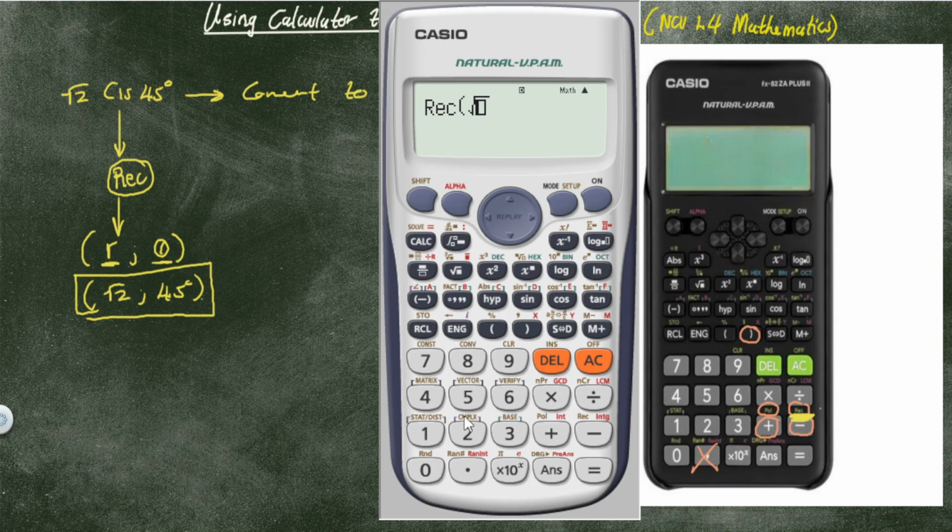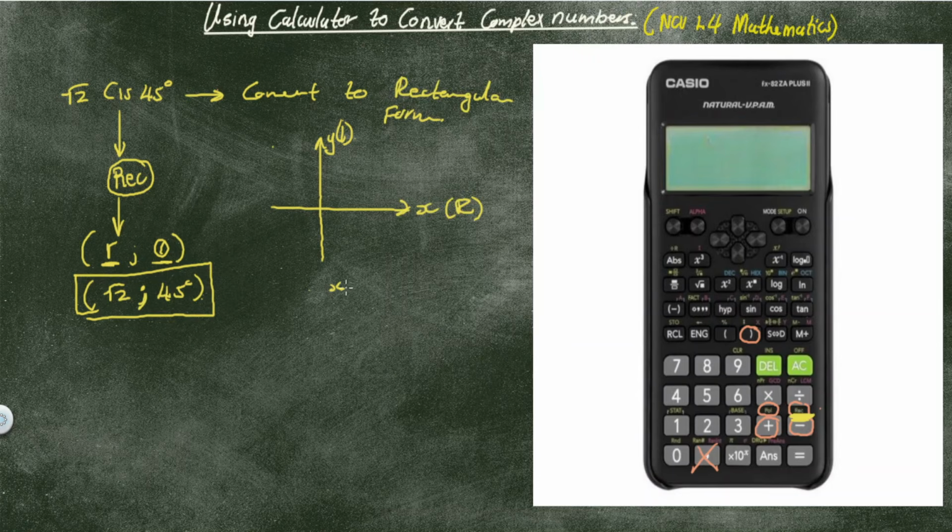So we're going to say square root 2, shift, press here so that you get this comma, and then you're going to press 45, then we close the bracket. X is equal to 1 and y is equal to 1. Remember, on the Argand diagram, the y is the imaginary part, the x is the real part. So on the calculator you can see that x is equal to 1, y is also equal to 1.